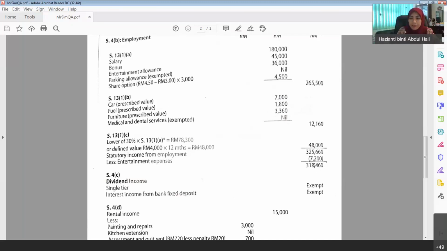Okay, any other questions? Tak ada. If there is no question, I'll proceed to section 4C, dividend and also interest. So, he gets dividends. Madam.